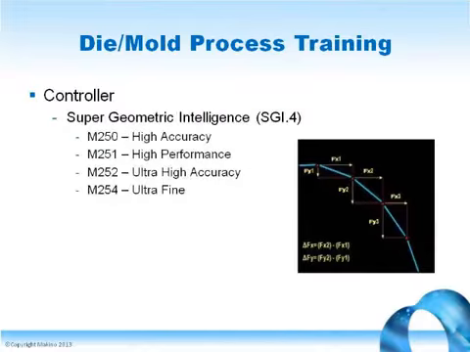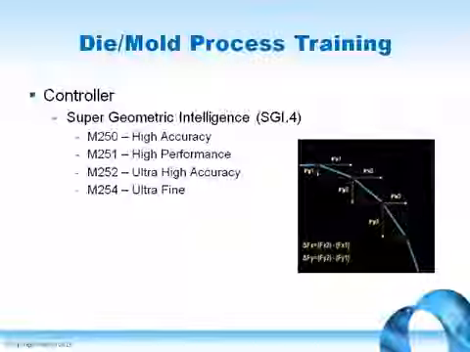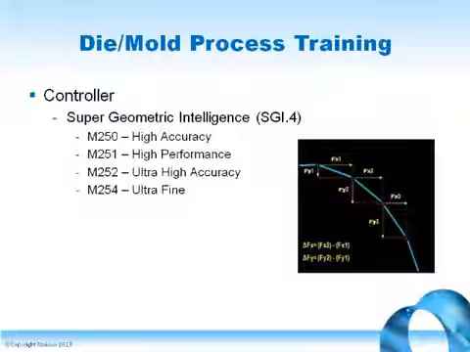Super Geometric Intelligence, or SGI.4. Designed and developed by Makino for high-speed machining of complex parts that require excellent surface finishes while holding accurate dimensions at reduced cycle times. Change in vector direction will affect the acceleration, deceleration, or change in average feed rate through the part. All tolerances will affect the change in vector direction. Tighter tolerances could make the machine run faster by adding more points to the toolpath, so the vector changes are much smaller than with a looser tolerance.